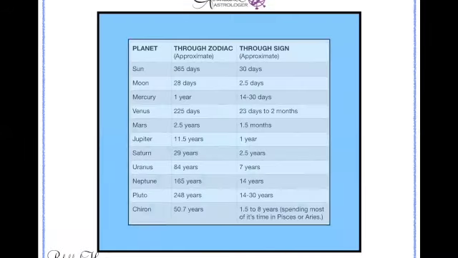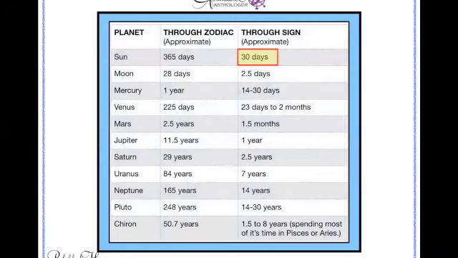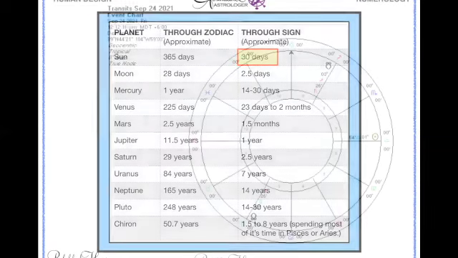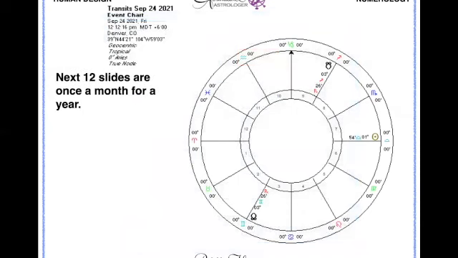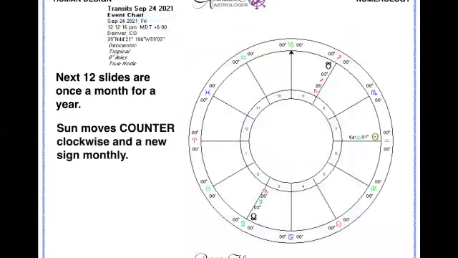I am going to use the sun for this particular demonstration just because we will be able to watch it for a whole year, and it will go through each sign, and you will see in comparison how far the lunar nodes move during that time. So the next 12 slides are going to be once a month for a year, and the sun will move counterclockwise in a new month per sign.